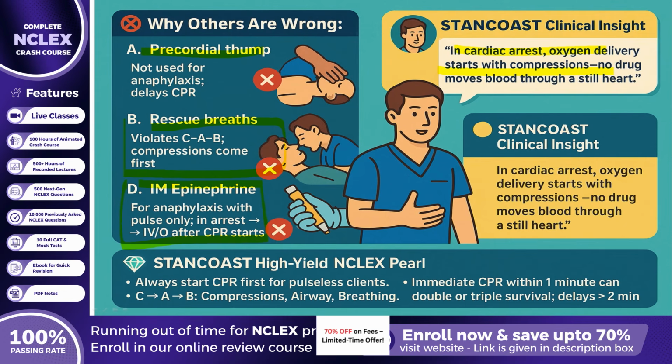And now for your ultimate takeaway. Stand Coast High Yield, NCLEX Pearl. Always follow the CAB sequence for unresponsive clients. C for circulation: start chest compressions. A for airway: open and check for obstruction. B for breathing: deliver rescue breaths after 30 compressions. Immediate CPR within the first minute of collapse can double or triple survival rates, while even a short delay beyond 2 minutes can drastically reduce neurological recovery.